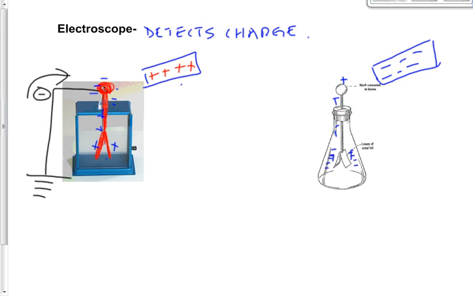Well, they're going to want to go right here, right? They're going to want to go as close to this object as they can. But at some point, you're going to get enough electrons up there that they can't all stay there, so some of them will go down here. Eventually, these leaves will still spread apart, and they'll stay spread apart if you cut the ground wire, because the entire thing is now negatively charged. Does that make sense?